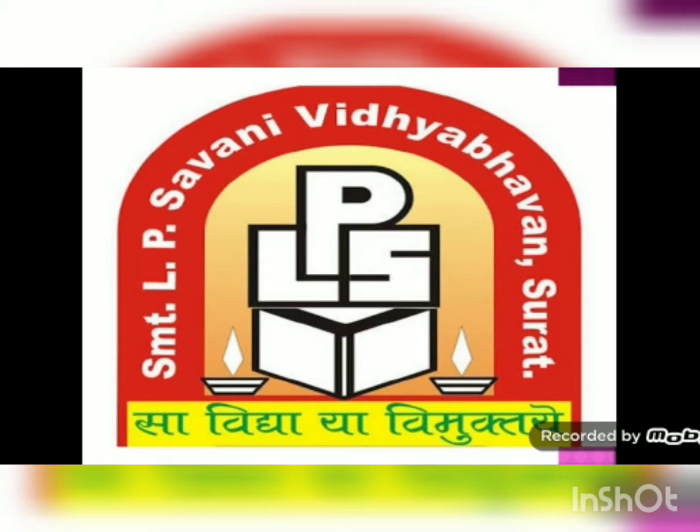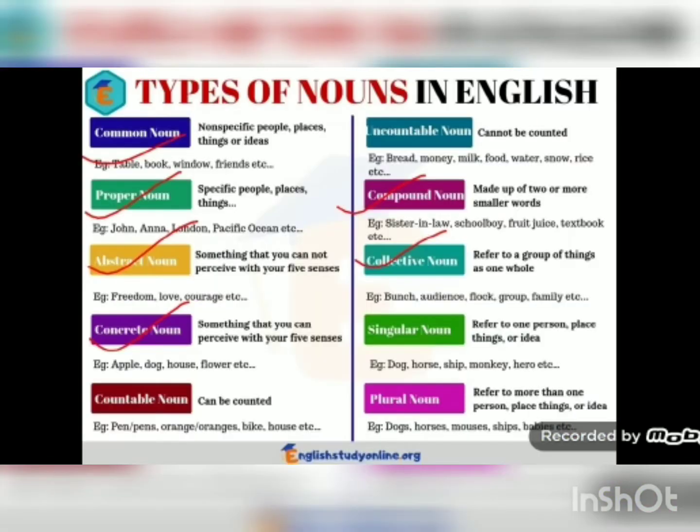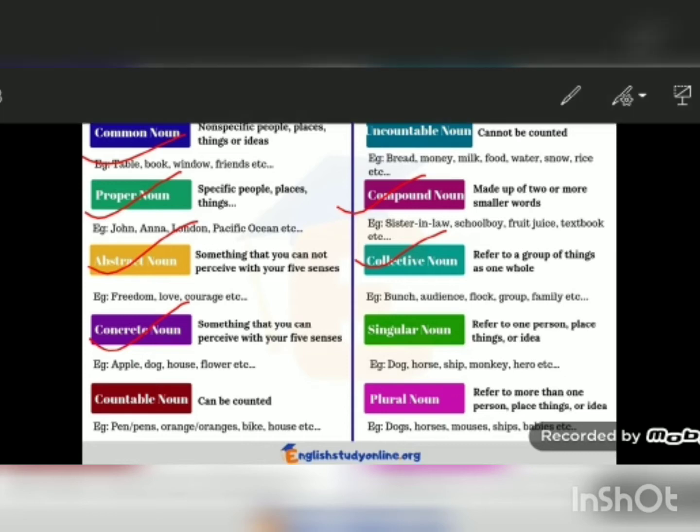From LPSAVANI VIDHYABHAVAN. Students, in the last class we read about nouns, in which we discussed what is a noun, what are the different types of noun, and in types of noun we discussed common noun, proper noun, abstract noun, concrete noun, compound noun and collective noun. Today we will discuss countable noun, uncountable noun, singular noun and plural noun.